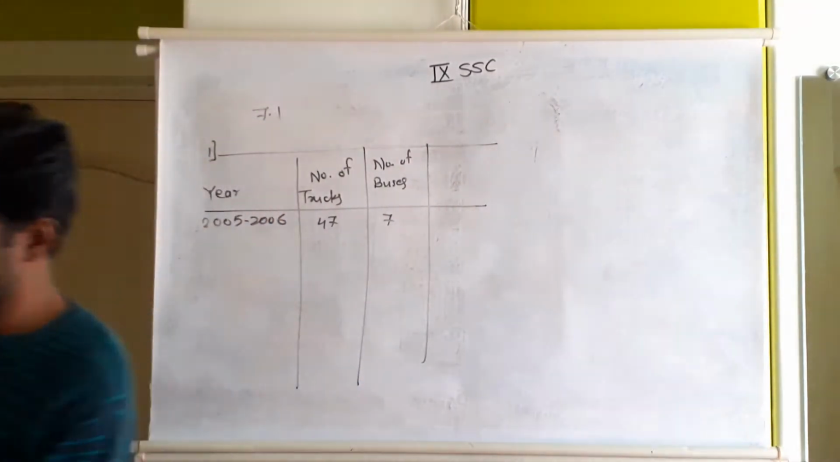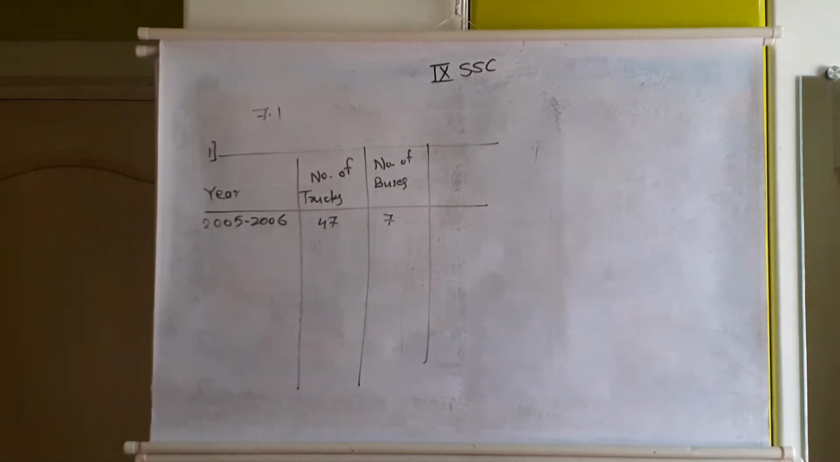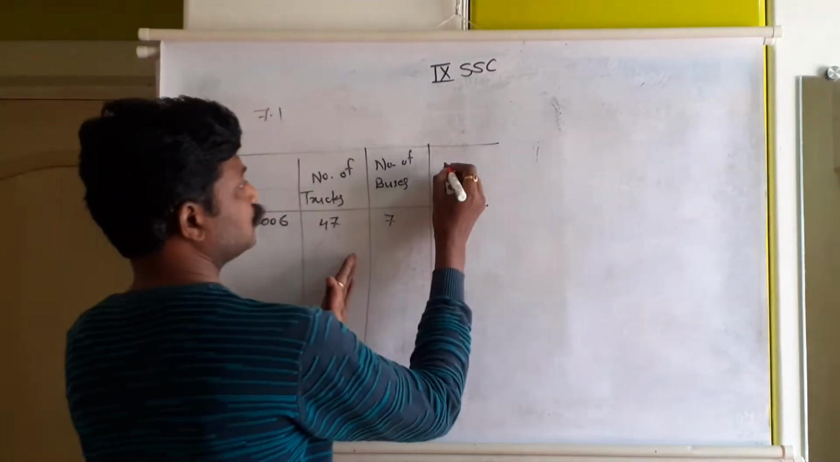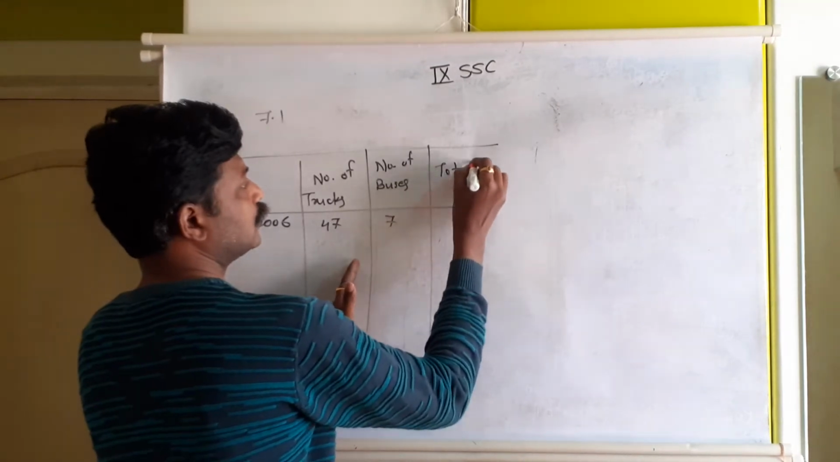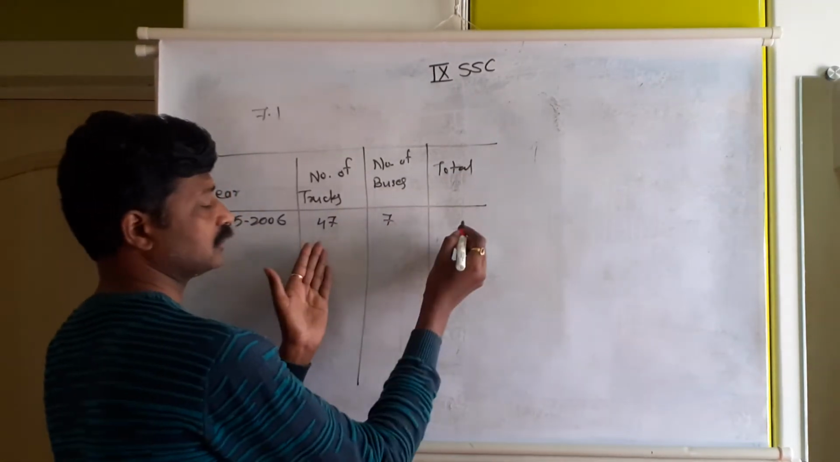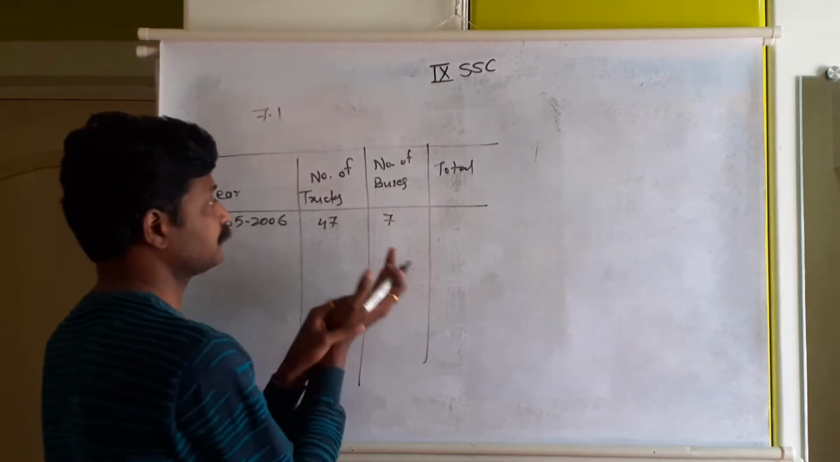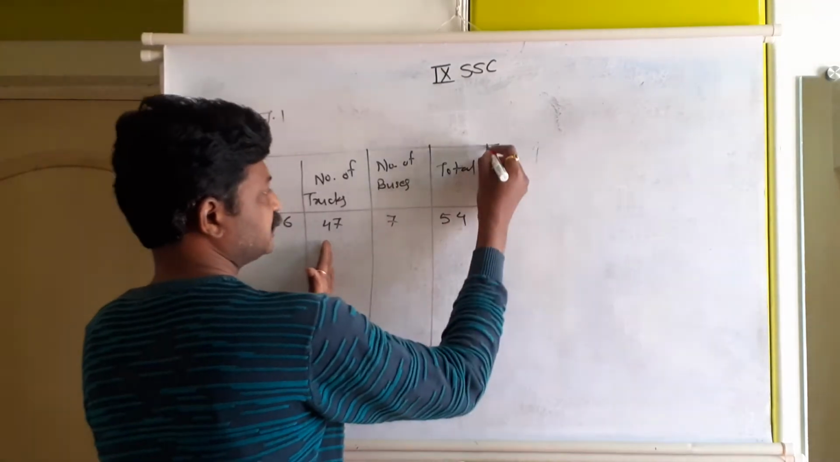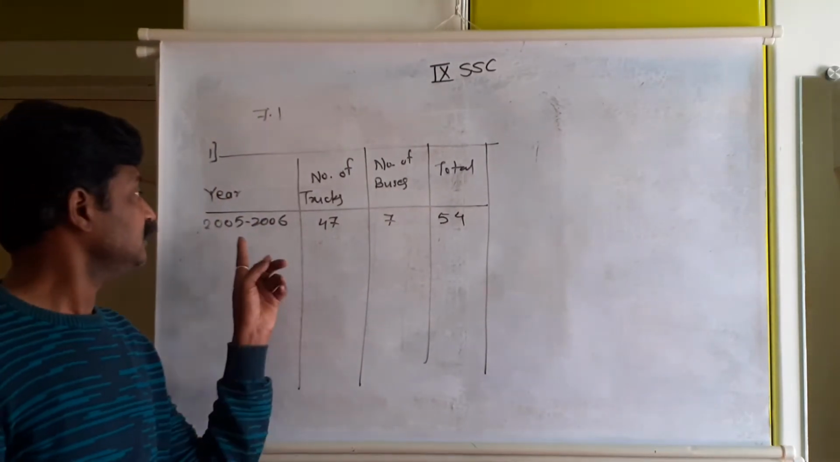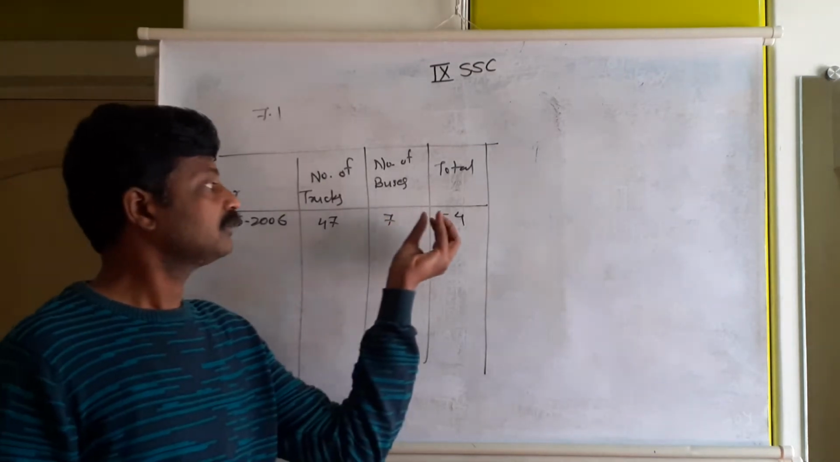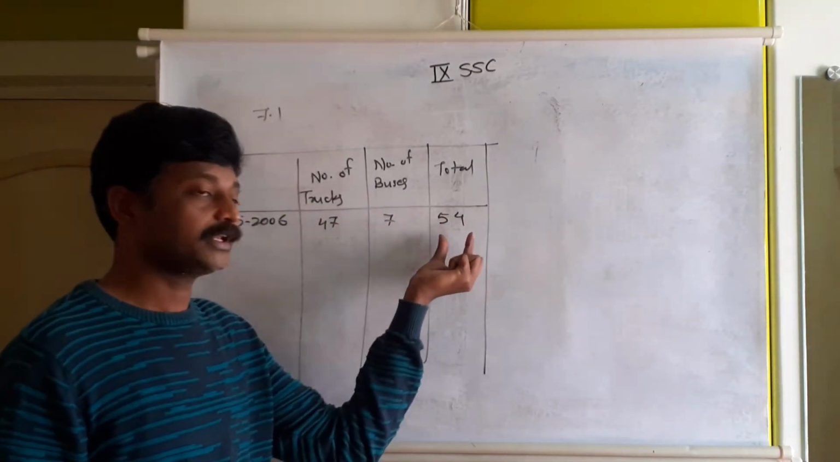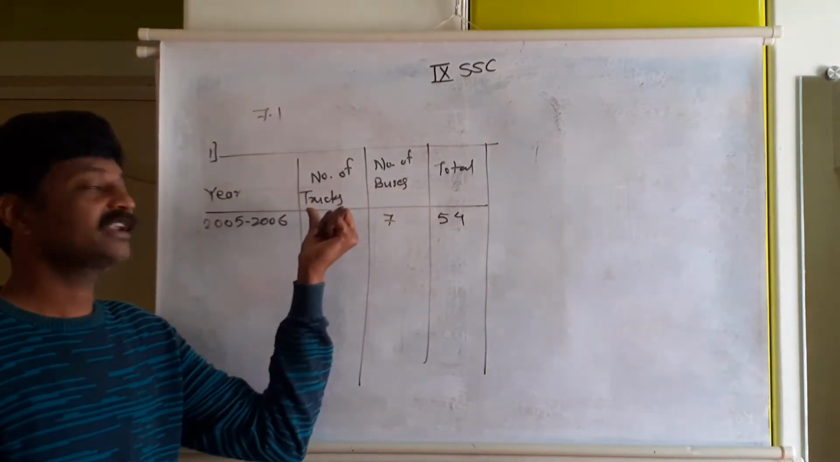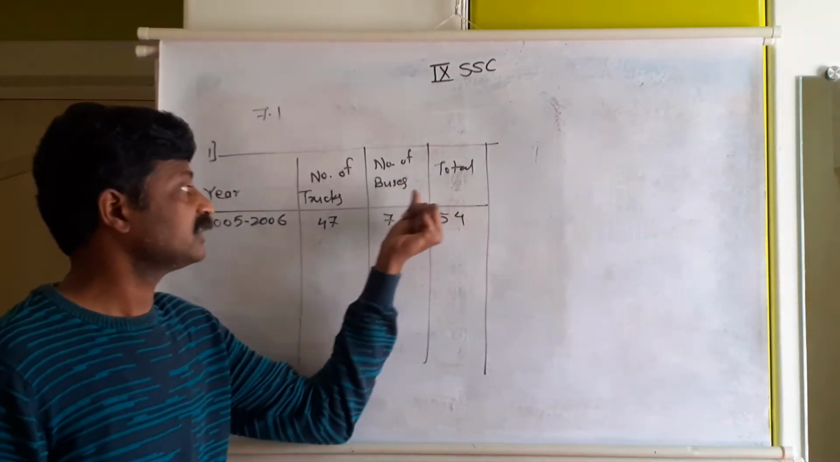First we need to convert this given information into percentage. How can we convert it into percentage? We need to know the total of this first. We need to add both, and the total number of vehicles will come. 47 plus 7, total number of buses and trucks. Trucks are 47, buses are 7. If we add them, it will come 54. For the year 2005-6, the total number of vehicles is 54. Out of 54, 47 are trucks. Out of 54, 7 are buses.